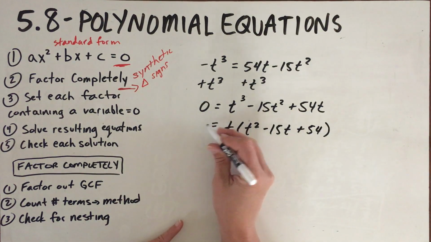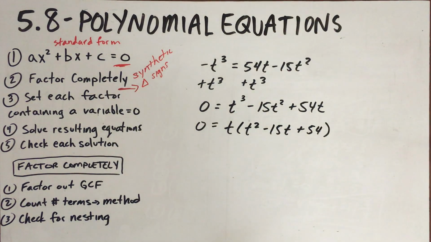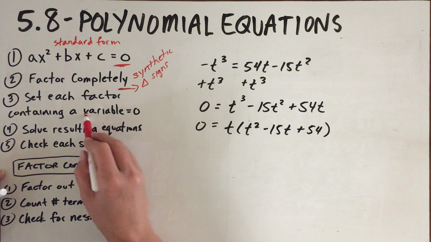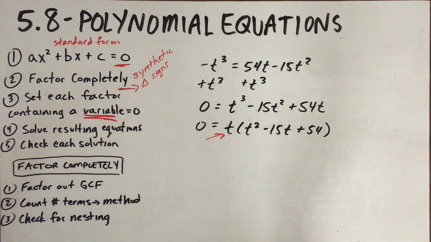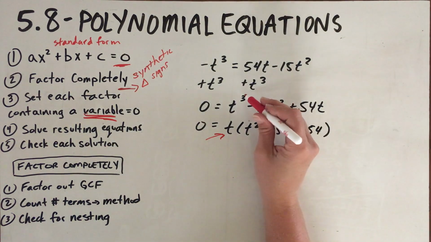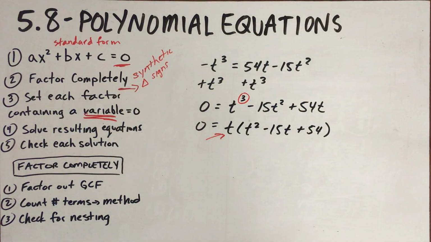Okay, so this is all equal to 0. What I'm going to point out here is it's really important that we notice that we're going to set each factor that contains a variable equal to 0. This right here, this t, it's a factor. And the degree of this polynomial is 3, so I should get 3 answers here.